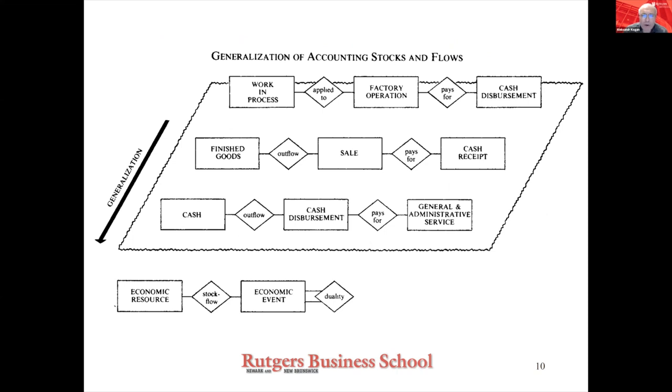So what happens here? When we talked about these economic events and their relationships to the resources, I mentioned only that the relationship between different sides of exchange are special in REA, and I gave them a name. I call them duality. But the relationships between events and resources are special as well, by definition, right? We define an economic event as an event that affects a resource. So in REA terminology, these relationships between economic events and the resources they affect are known as stock flow relationships.